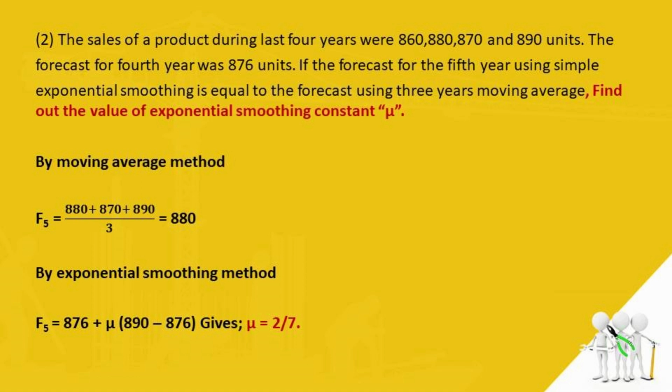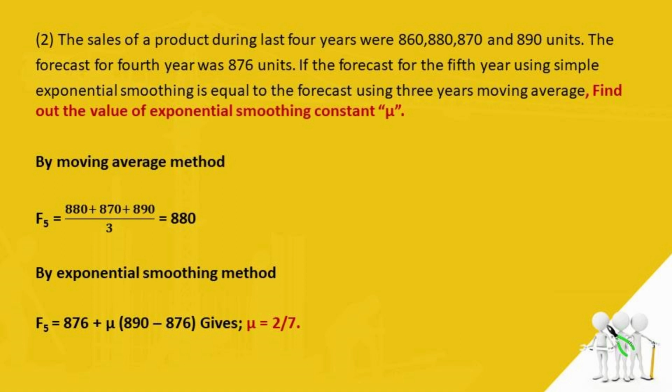So we will first use the moving average method and forecast the 5th year. Here a 3-period moving average is given, that's why we are going to take only the previous 3 periods, that is 880, 870 and 890 units. So from this we get F5, the forecast for the 5th year, as (880 plus 870 plus 890) by 3.